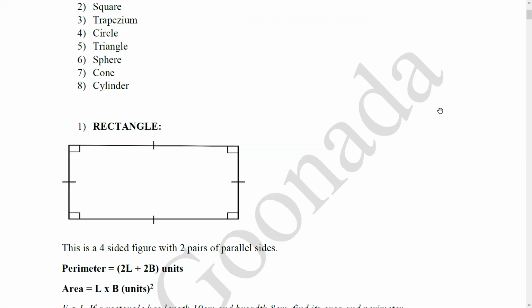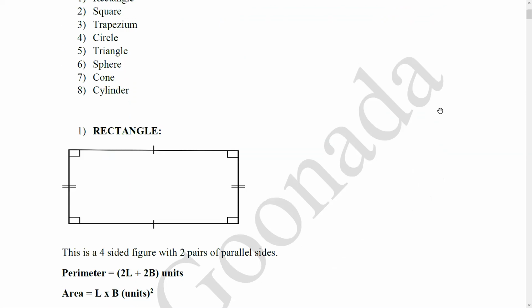The perimeter of a rectangle is two lengths, because of course we have length plus length. So L plus L is 2L, if we use L for length, and this is the breadth. If we have two breadths, then it's 2B, because B plus B is 2B. So the perimeter we can deduce is 2L plus 2B, and of course the units, whatever we are given, whether it's meters, centimeters, and whatnot. So that's the perimeter of a rectangle.